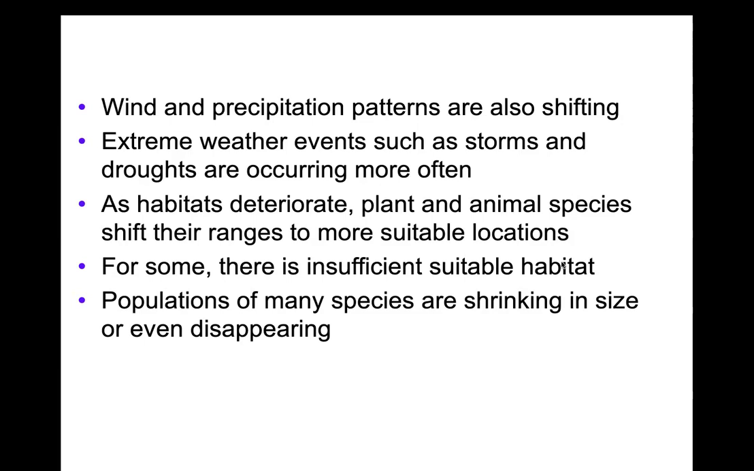As habitats deteriorate, plant and animal species will shift their ranges to more suitable locations. For some, there are insufficient suitable habitats, and unfortunately, that species may die out unless they are able to adapt to the new conditions. Populations of many species are shrinking in size or even disappearing as a result of these changes in their environments.